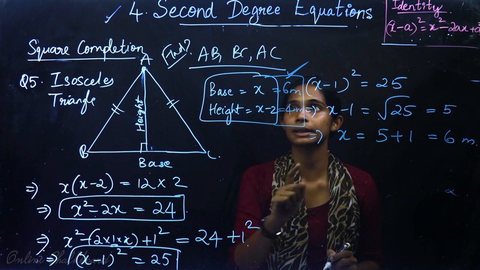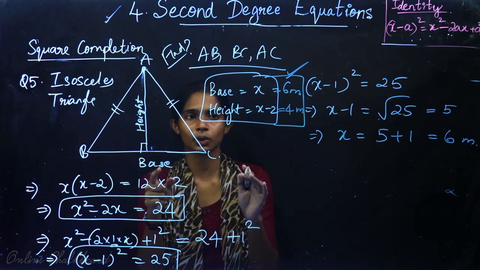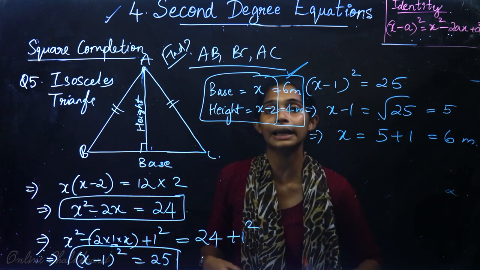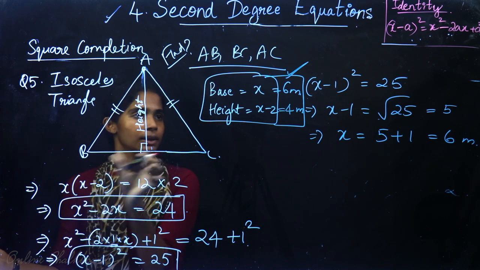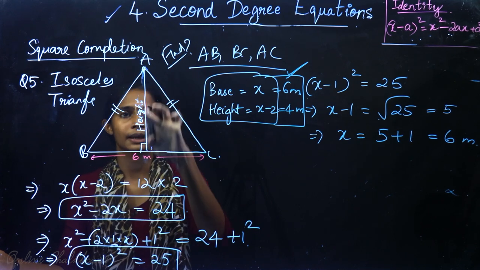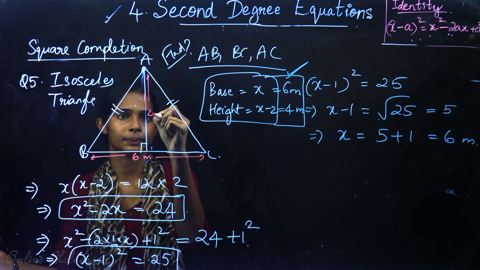So we need to find the three sides. We will take the base value and the height value, and with the values we got, see how to find the sides. So we have the values: base is equal to 6 meters and height is equal to 4 meters.